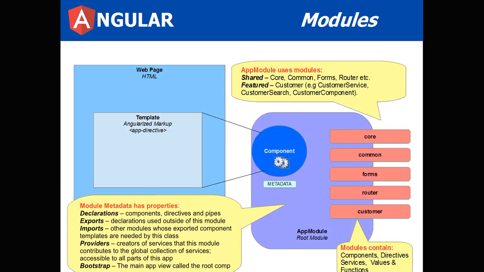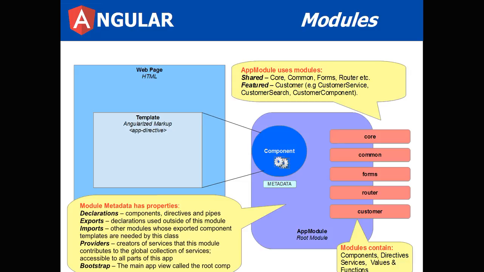And what does a module contain? A module contains components, directives, services, values, functions, and a module metadata has certain properties. You declare components, directives, and pipes that you might need in your app module. You have exports. You make declarations that can be used outside of the module. I don't typically do that when I'm building a custom app module, which is using all these things. But that's what an export's used for.